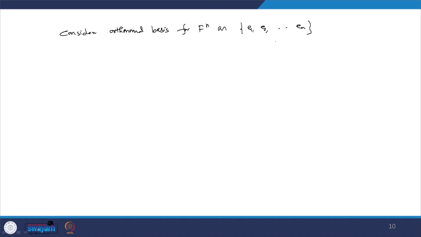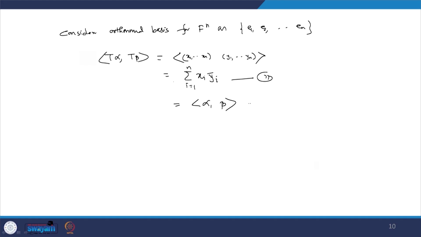So, in that case I have the inner product of T alpha and T beta, if I consider, this is equal to the inner product of x1 to xn and y1 to yn, these coordinates. So, this will be equal to sigma x_i y_i bar, i equal to 1 to n, and this is equal to the inner product of alpha, beta only. So, this implies T from V into W is an isomorphism.